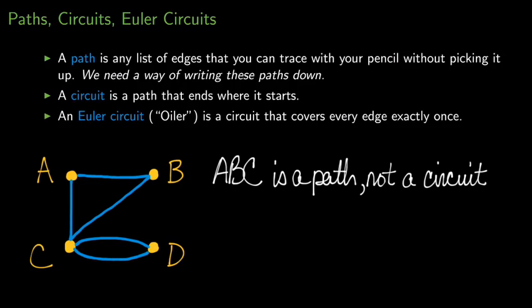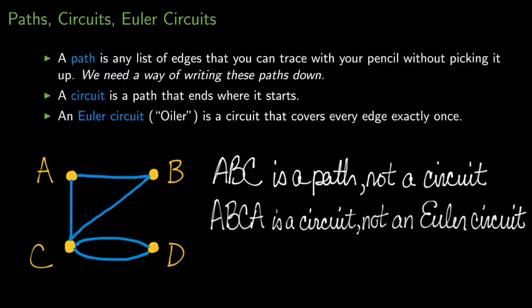So A, B, C, this is the same graph from before, and A, B, C, the path that starts from here to here and then goes to here, that is a path but not a circuit, right? Because we started at A and we ended at C. However, if I added an edge to my walk, A, B, C, A looks like this. You start at A, you go to B, you go to C, you go to A. Well, that's a circuit, right? You ended where you started, at vertex A. But it's not an Euler circuit because we didn't cover all of the edges exactly once. These guys are sitting down here like, well, what are we, chopped liver?